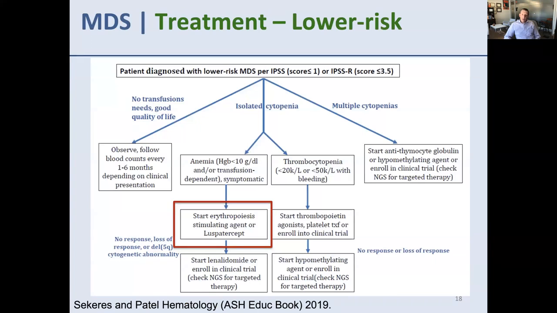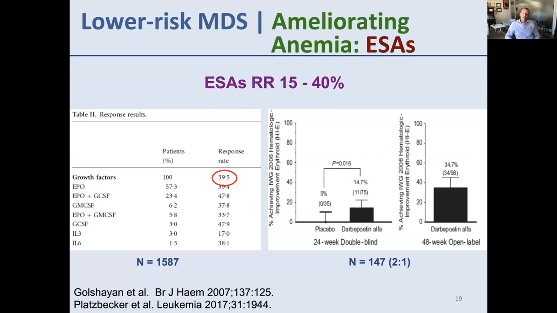So let's focus on folks who have anemia. And a lot of these folks start to have to require blood transfusions. And these are people in whom we start either an erythropoiesis-stimulating agent or the drug luspatercept. And let me explain what I mean by that.